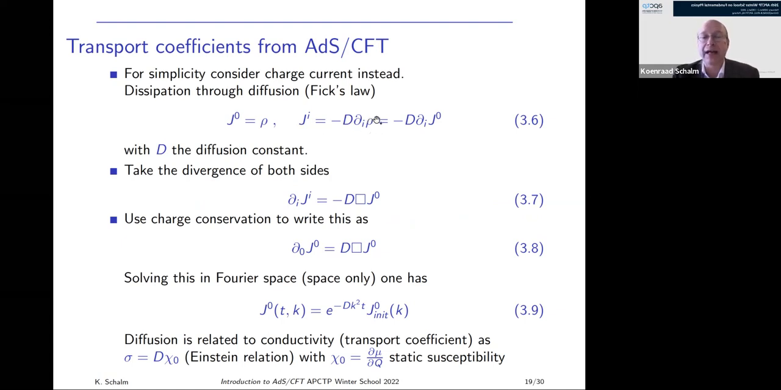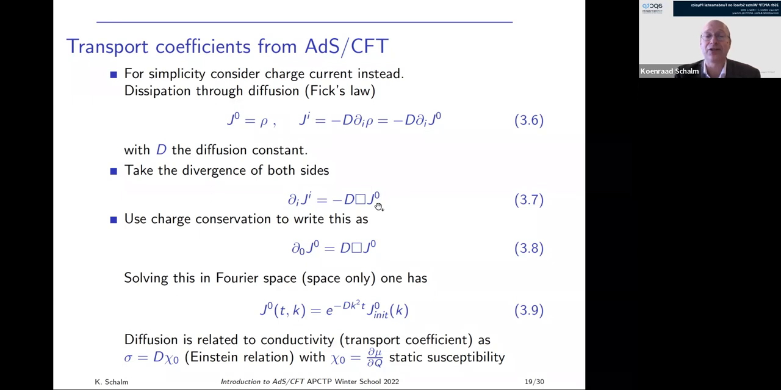And simply using the fact that the charge is nothing less than the background charge density, J0, I substitute that in here and I get a relation between Ji and the gradient of J0. And now I take the divergence of both sides. I take ∂i of both sides. So I take ∂i of Ji. This is then minus D times the spatial Laplacian of J0.